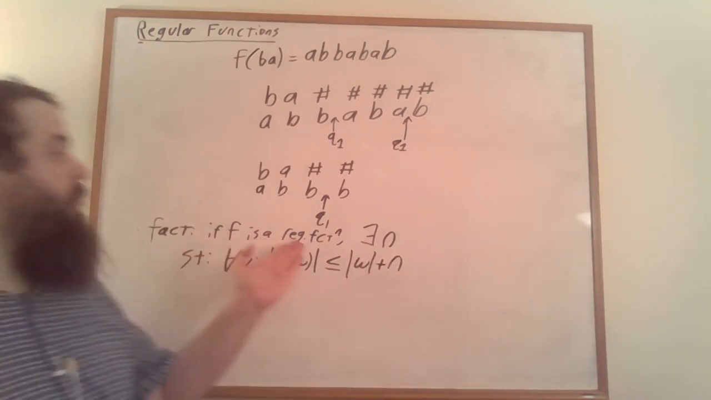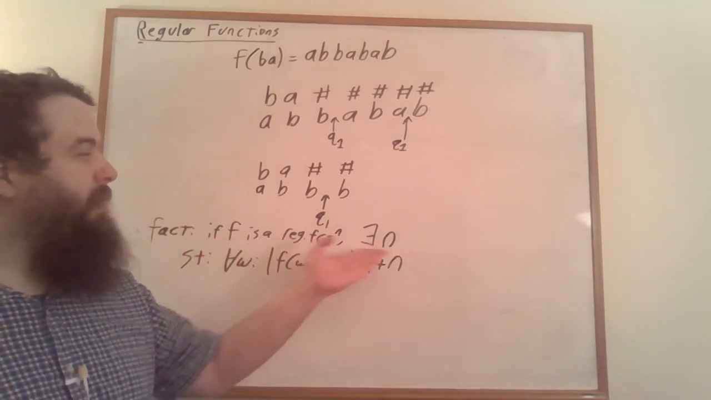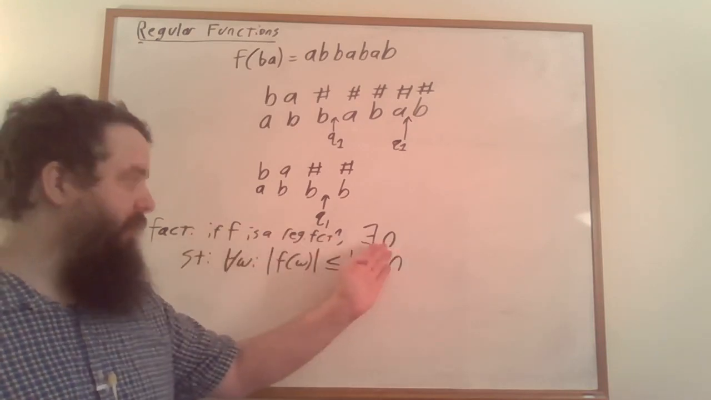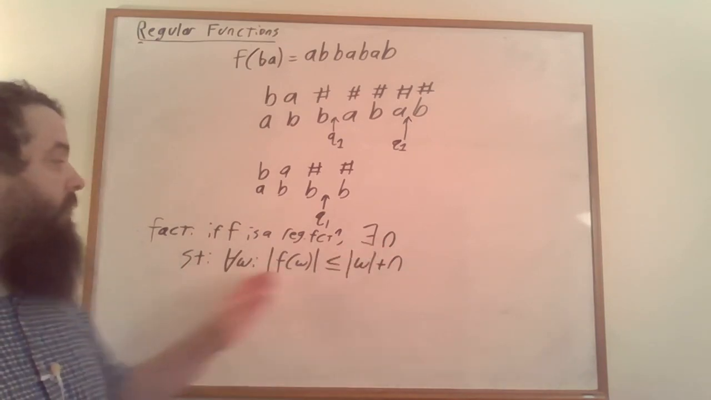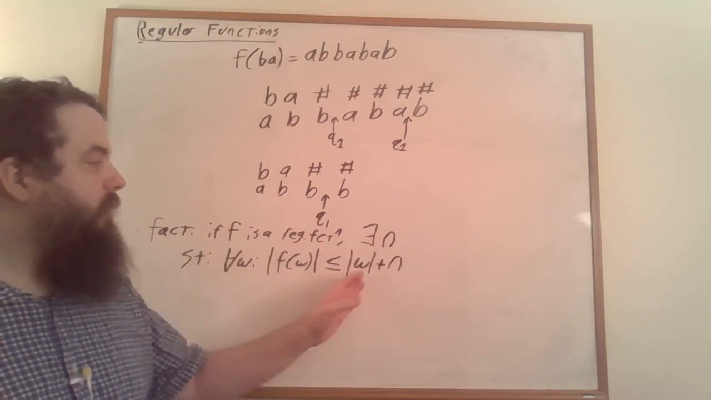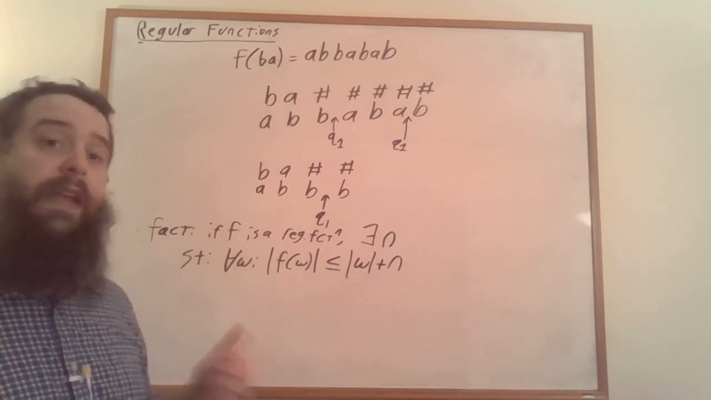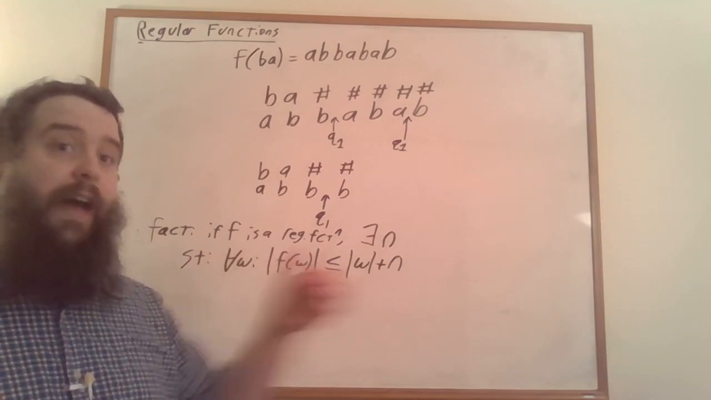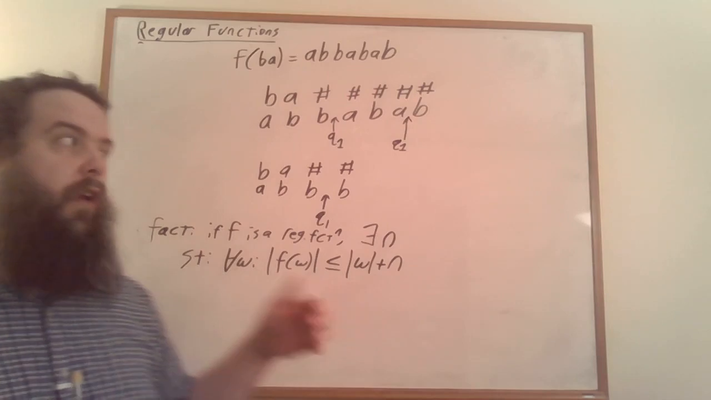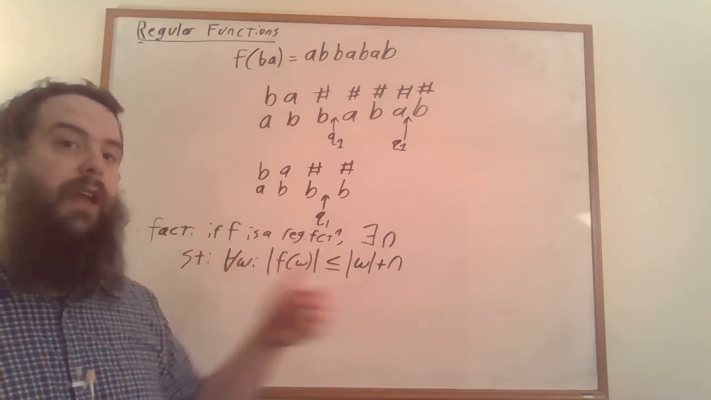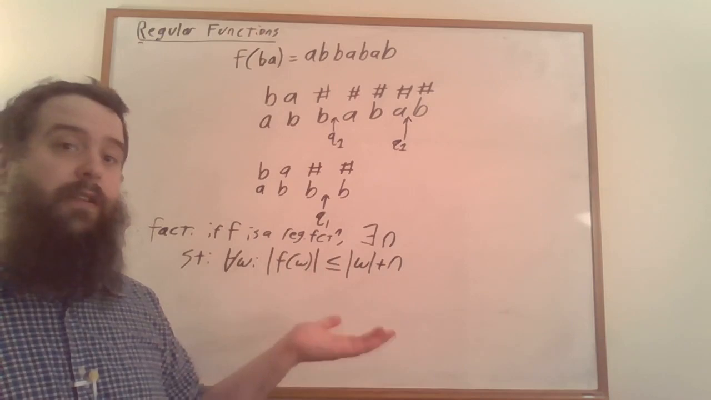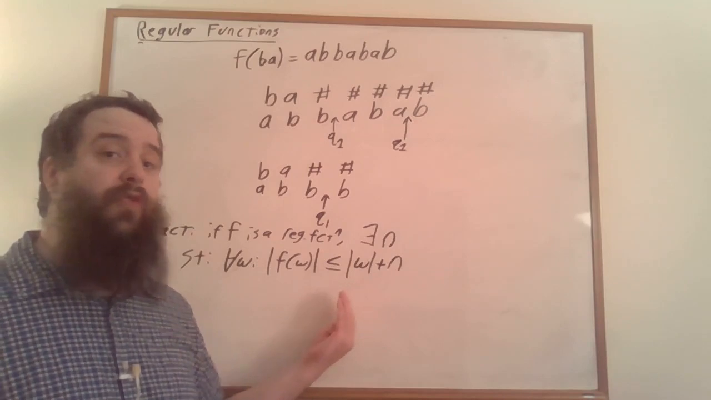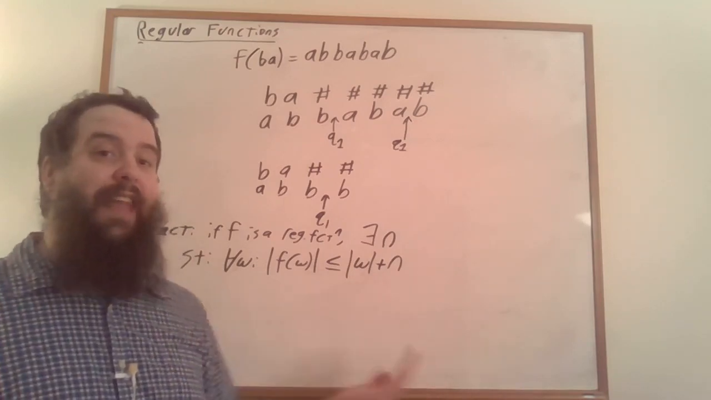Suppose that we have a regular function. Then there's going to be some n, and that n is going to depend on the function. Different functions are going to have different n's, such that for any word, the length of f of w is at most the length of w plus n. So we can have regular functions that, for instance, add an a onto the end of the word, or add 5 a's onto the end of a word, or round up the number of a's on the end of the word to the nearest multiple of 7. But all of these functions have some sort of strict upper bound on the number of new characters they can add to the length of a word.